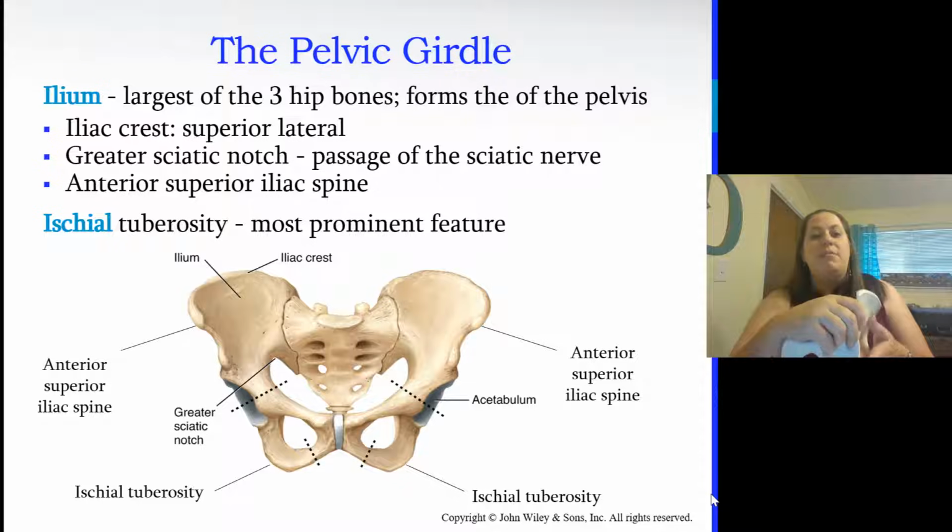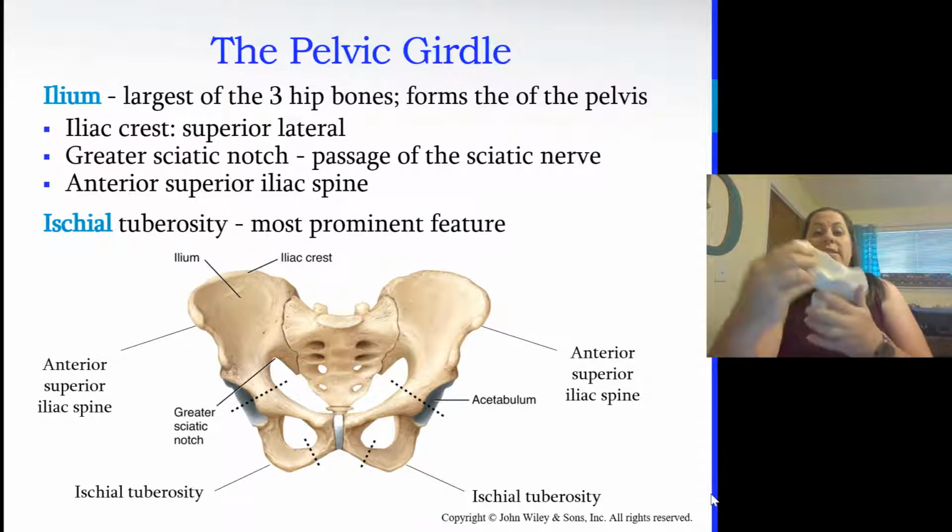On the ischium, the big thing you need to remember is the ischial tuberosity. This is going to be the most prominent feature on the ischium, and this is the part you actually sit on. You sit on your ischial tuberosity. That's why when you sit on a hard surface, sometimes it hurts. Okay, it's this ischial tuberosity.